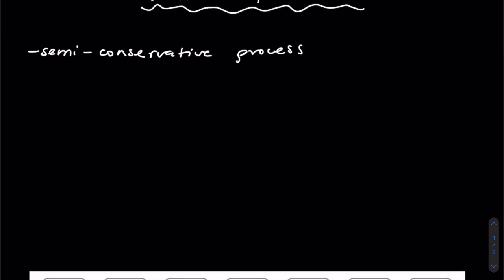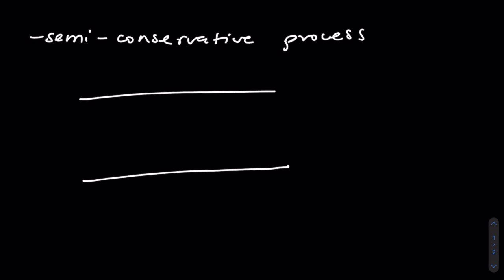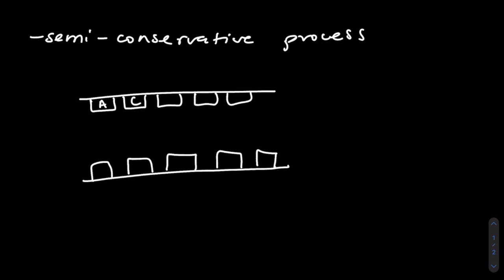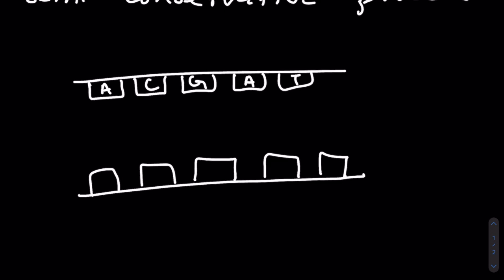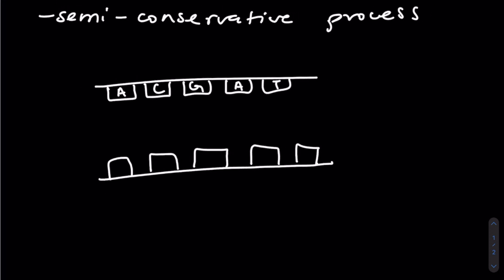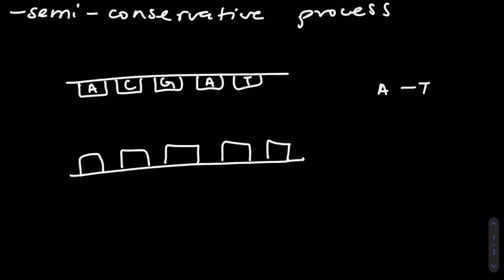So for example, if we have a DNA sequence, I'm not going to draw the double helix just to make it a little more simple, but if we have a DNA sequence which is basically A, C, G, A, T, we know what the other strand is going to be due to complementary base pairing. So just a reminder, A always pairs with thymine with 2 hydrogen bonds. And cytosine always pairs with guanine with 3 hydrogen bonds.